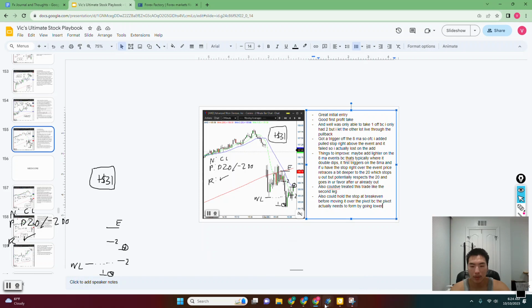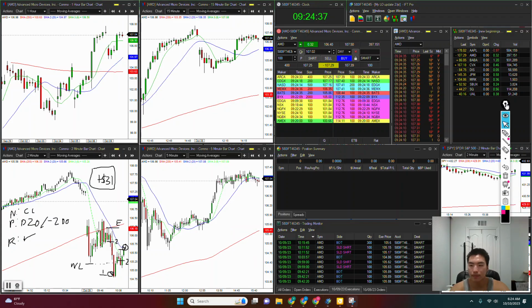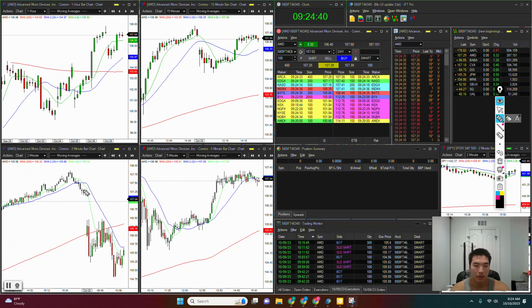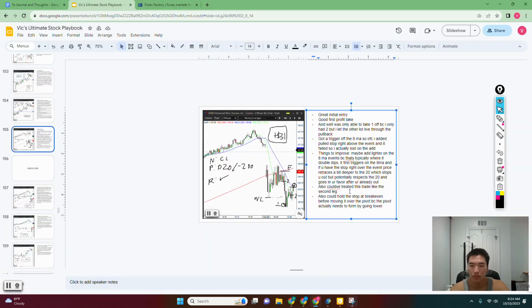What do I mean by treat this as a second leg? Gap down, that's the first leg. Drift into the MA, triggers, and just treat it as a one leg play, you know? So that it would have been treated like a one leg play.